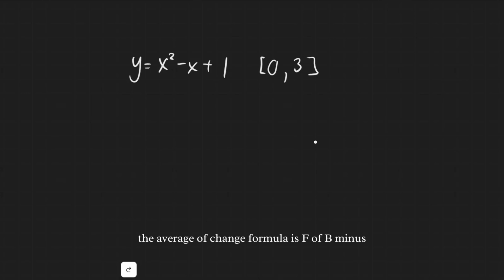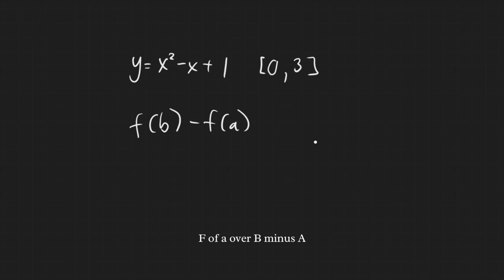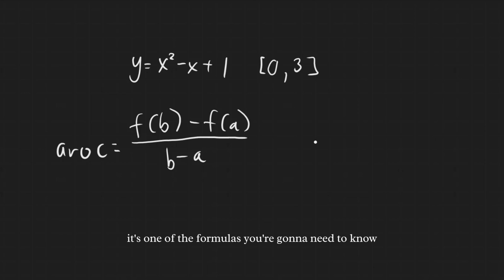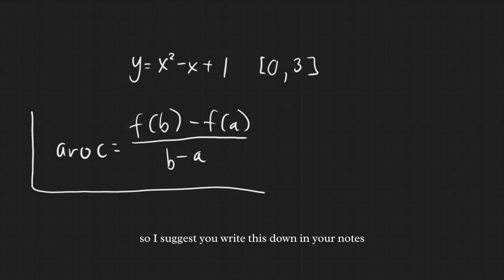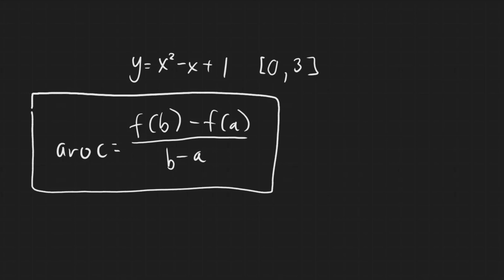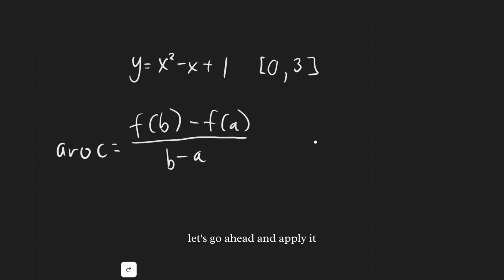So the average rate of change formula is f of b minus f of a over b minus a. This is a formula you need to know. It's one of the formulas you're going to need to know in Precalculus. You're going to have to use it throughout the entire year, and they won't tell you it on an exam. So you need to keep this in mind. So I suggest you write this down in your notes. But let's go ahead and apply it.